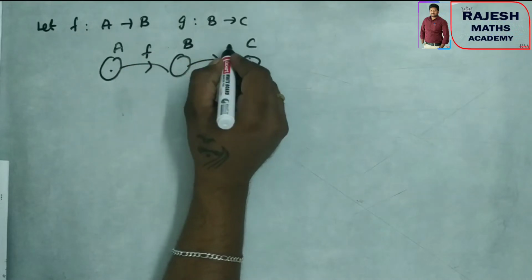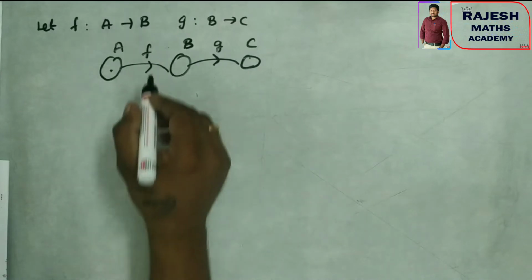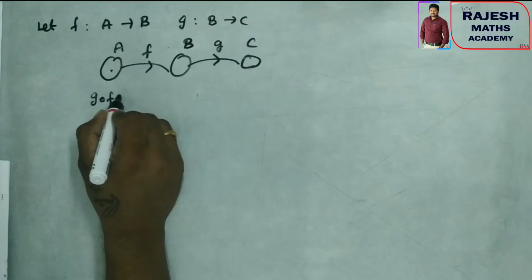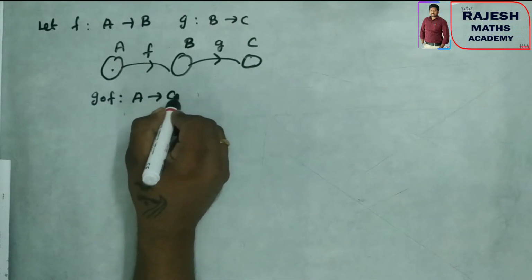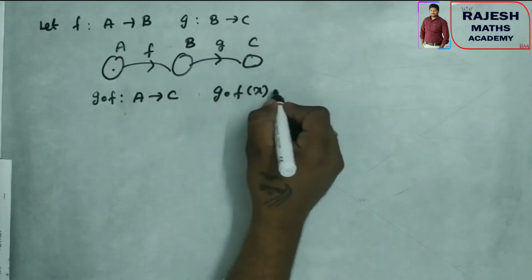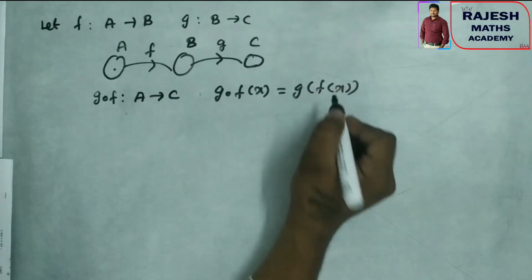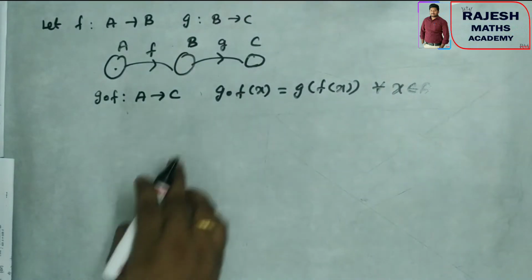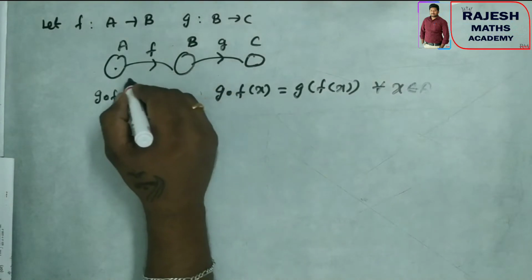F is a function from A to B, G is a function from B to C. Then the composition of F and G is denoted by, we have to read it as, G composition F, a function from A to C. It is defined as G composition F of X equal to G of F of X for all the values X belongs to A. This is the composition of function. Clear?